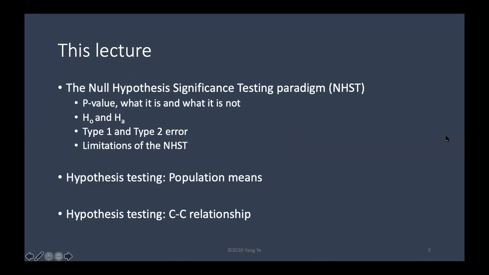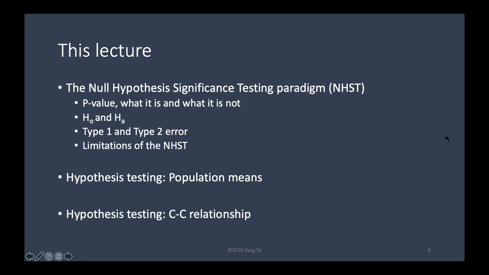So in this lecture, we will spend some time with the null hypothesis significance testing paradigm. We will look at what exactly is p-value, what exactly is not p-value. We're going to look at the two hypotheses, the null hypothesis and the alternative hypothesis again, and how they can be represented. We will look at the two concepts called type 1 and type 2 error, which I hope will be obvious during the introduction of the null hypothesis and alternative hypothesis.